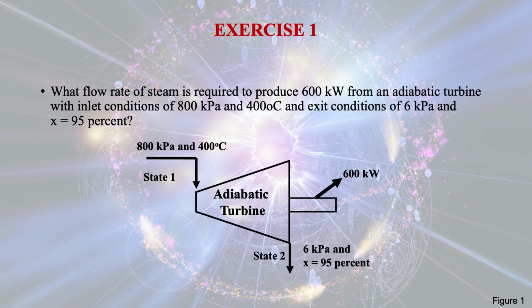This is the block diagram for the numerical, and here you see an adiabatic turbine is shown. The state 1 is the inlet of the high pressure, high temperature steam at the turbine. So the pressure is 800 kilopascal and temperature is 400 degrees centigrade. At the exit of the turbine, that is state 2, the pressure is 6 kilopascal and the quality of steam is 95%. Let us see how we can proceed for this interesting numerical.